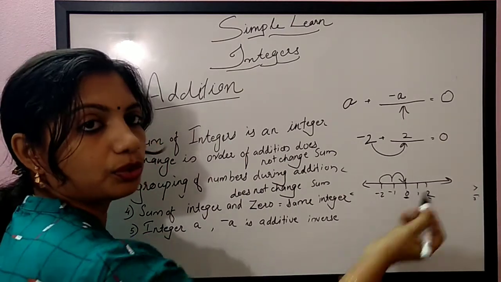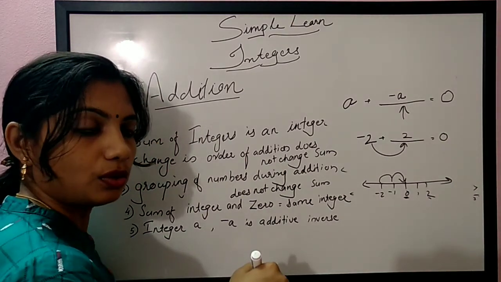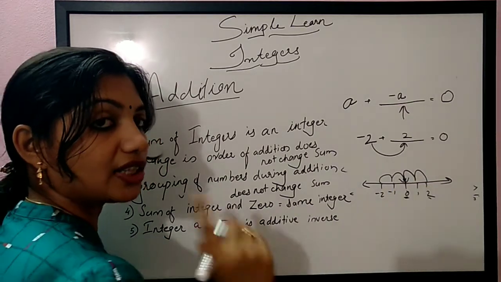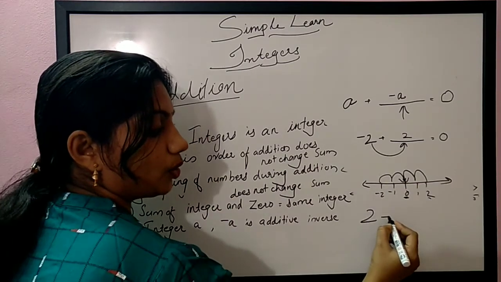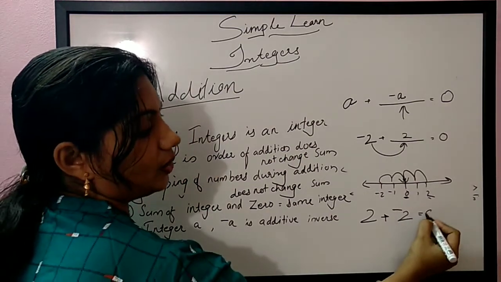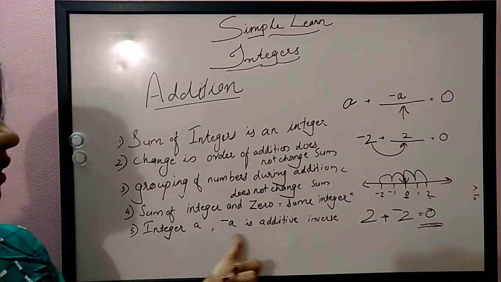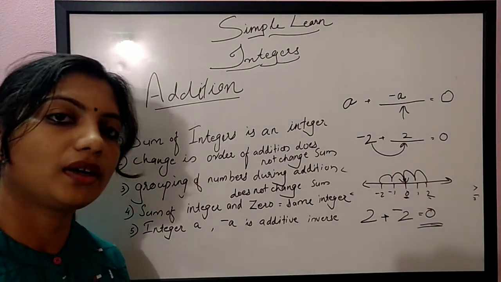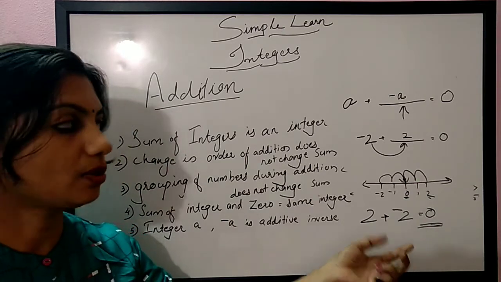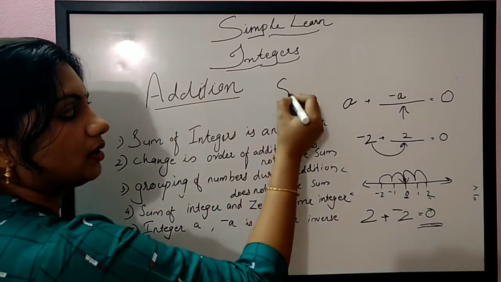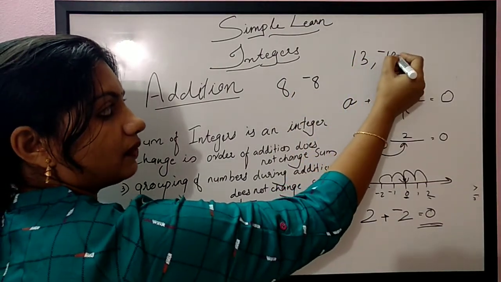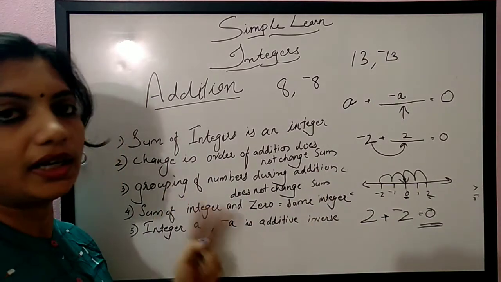Now let's look at this. From 2, if I have to get 0, what should I do? I should jump towards the left side 2 times. So 2 plus, jumping towards the left side 2 times, negative 2 is equal to 0. So that's what additive inverse is. Additive inverse is a number which, when added to some number, should give a 0. So any number, you take 8, additive inverse is minus 8. Take 13, additive inverse is negative 13. Right? That's what additive inverse is.